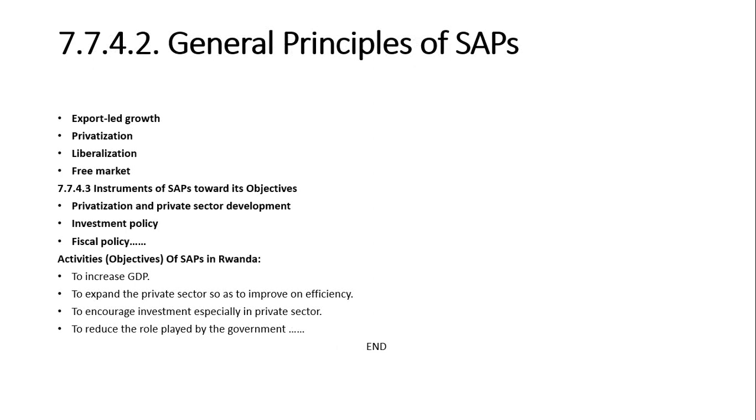General principles of SAP, structural adjustment principles. Some of them are export-led growth, privatization, liberalization, and free market. Remember that privatization is to change national government institutions into private owners. Instruments used by SAP toward its objectives are privatization, investment policy, fiscal policy, and so on.